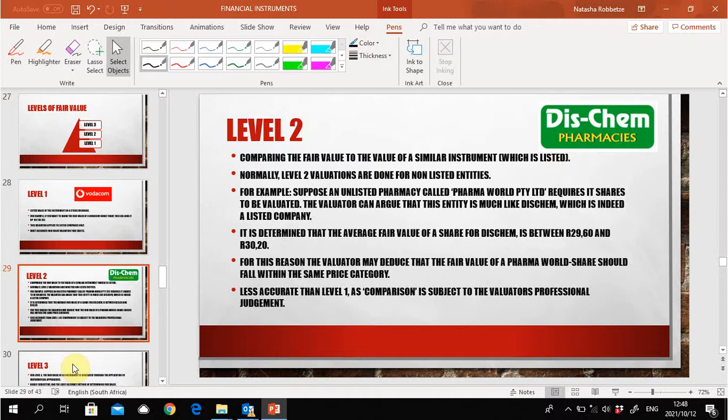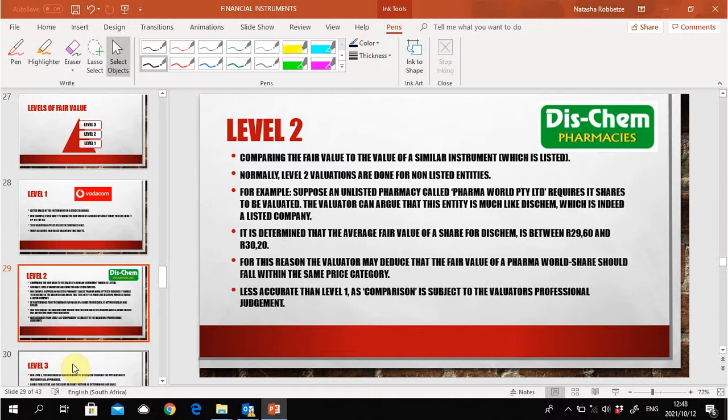The valuator can now argue that this entity is very much like Dis-Chem, which indeed is a listed company. It can be determined then that the average fair value of a share of Dis-Chem is between 29 Rand 60 and 30 Rand 20. And the valuator can then deduce that the Pharma World share should also fall within that same price category. So you can now imagine the problem that can arise with level 2.